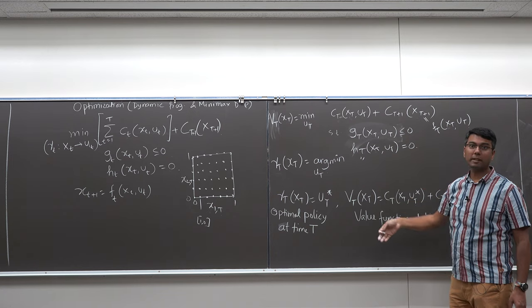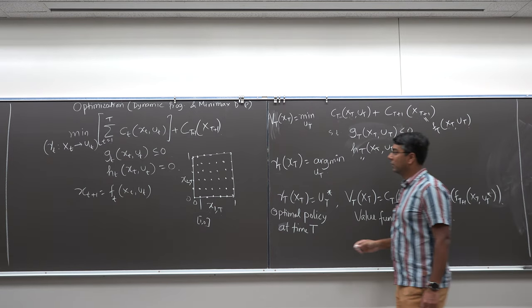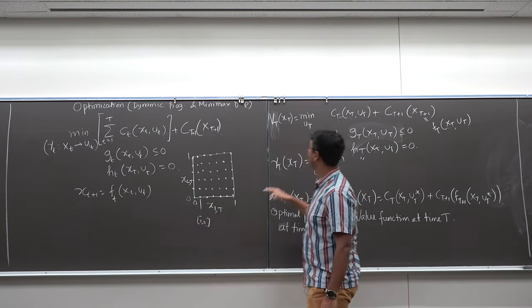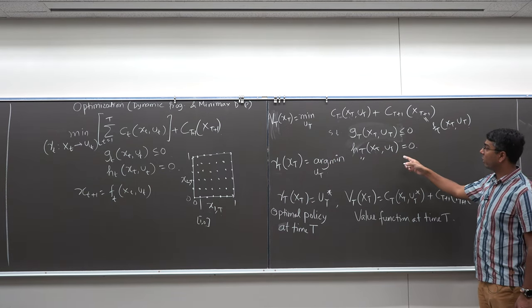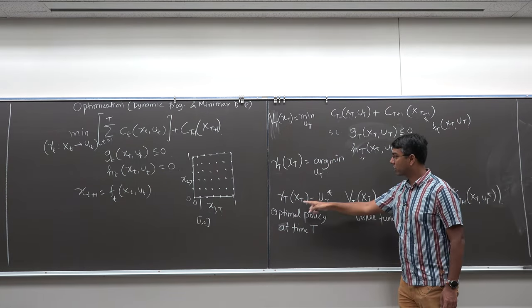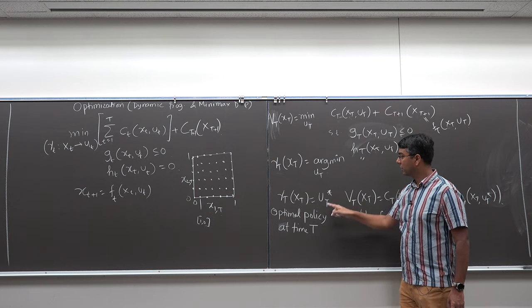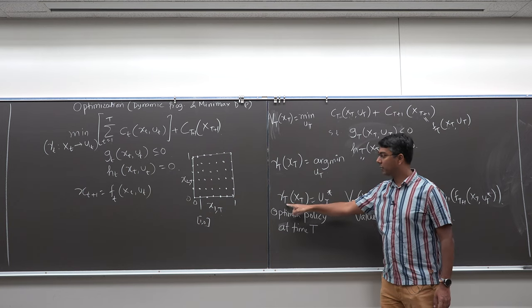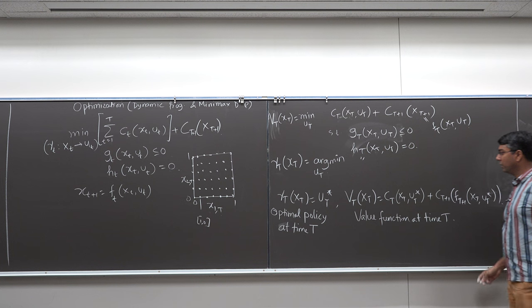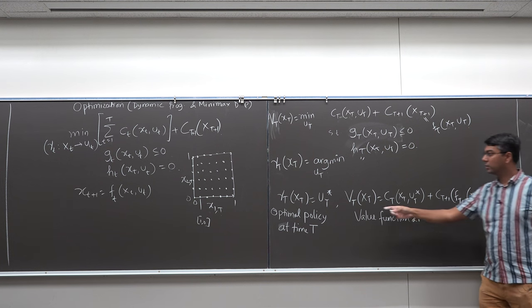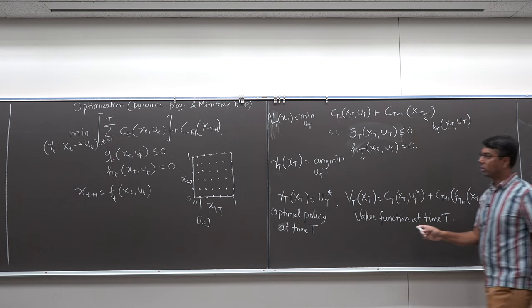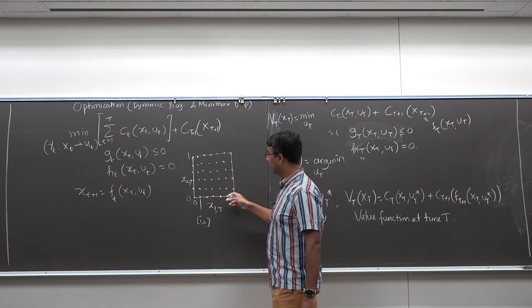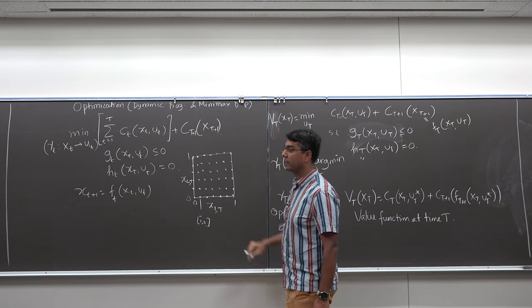And I solve the optimization problem all over again. Then I go to this point, and I solve this optimization all over again. Every time I solve it, I get a U T star for that particular X T. So I store that U T star in this function gamma T of X T, and I store the optimal value in V T of X T. I have to do it for all of these discretized points in the state space.